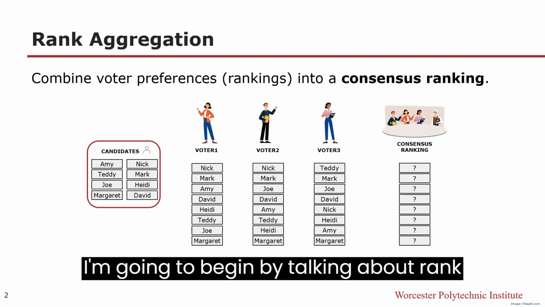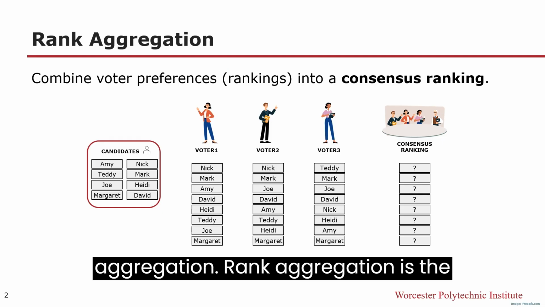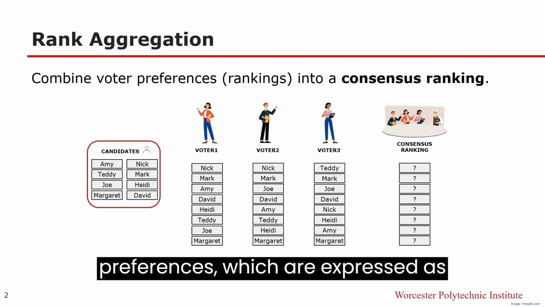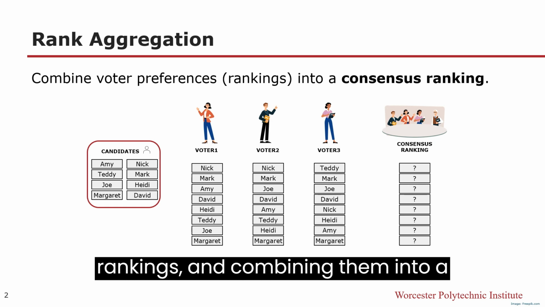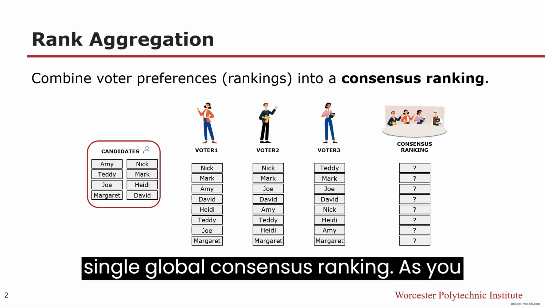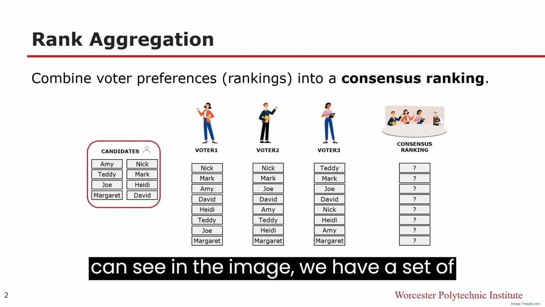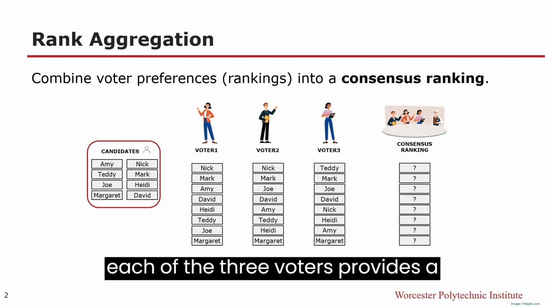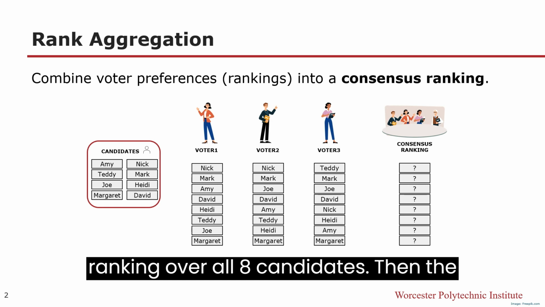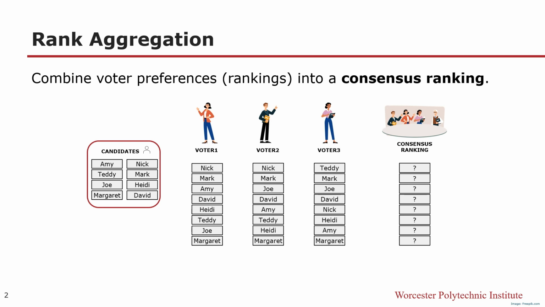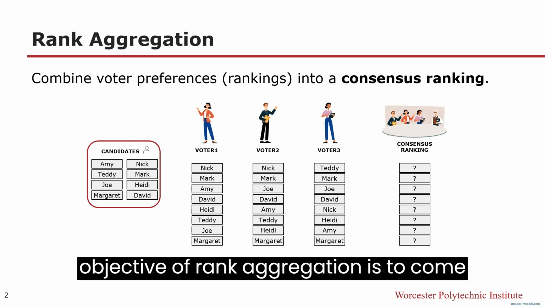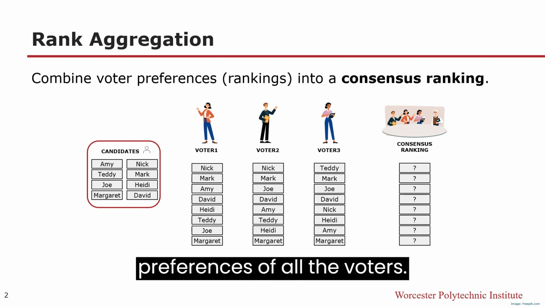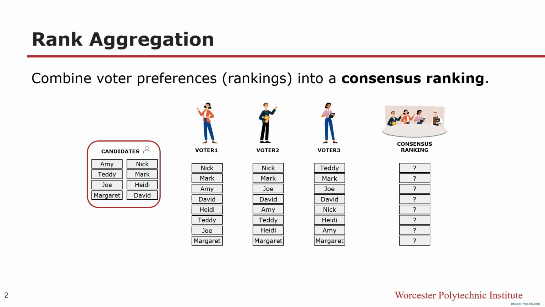I'm going to begin by talking about rank aggregation. Rank aggregation is the problem of taking multiple voter preferences, which are expressed as rankings, and combining them into a single global consensus ranking. As you can see in the image, we have a set of 8 candidates and 3 voters, and each of the 3 voters provides a ranking over all 8 candidates. Then the objective of rank aggregation is to come up with a consensus ranking that represents, in as much as possible, the preferences of all the voters.